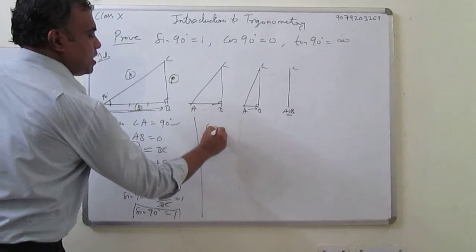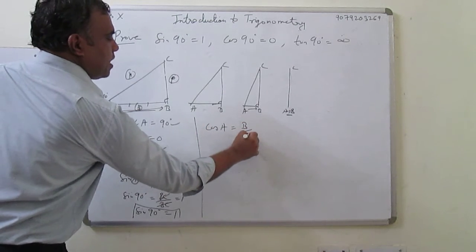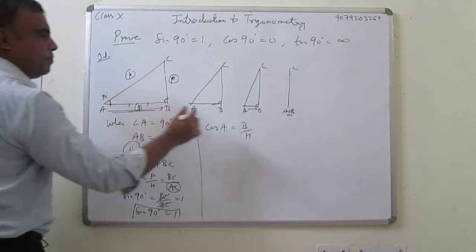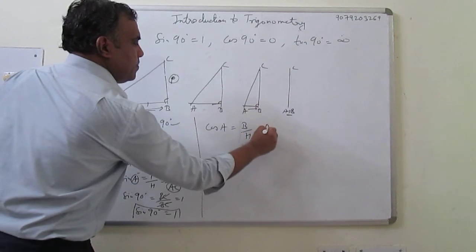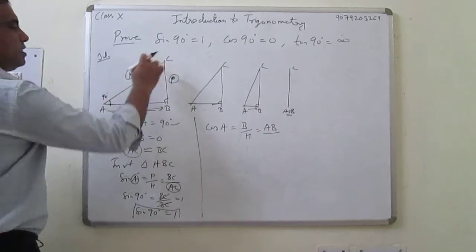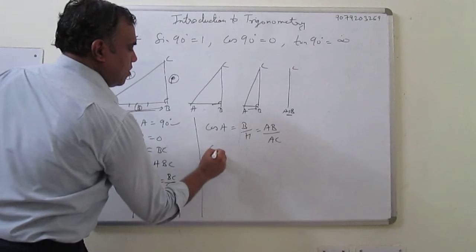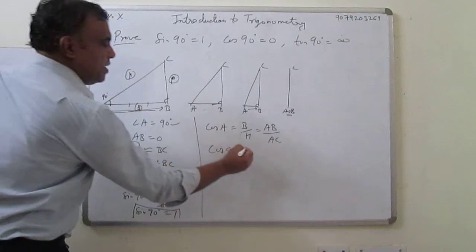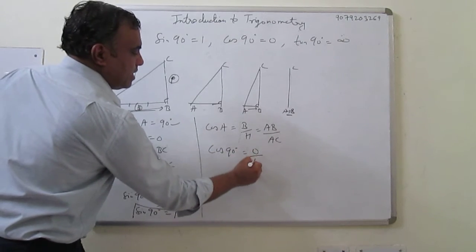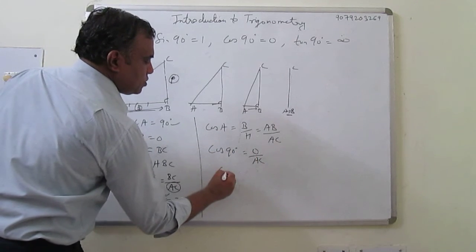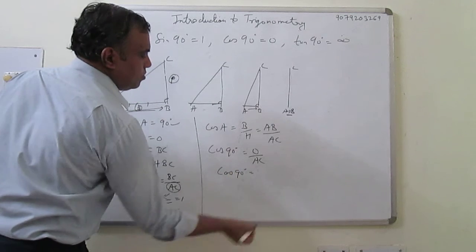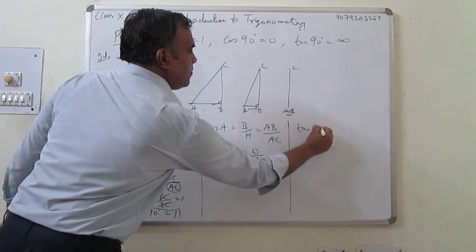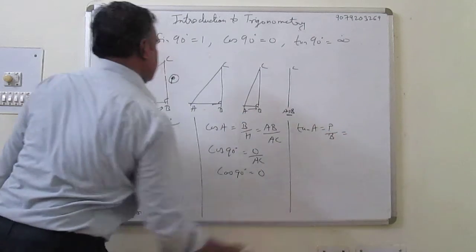Now for cos A, that is base upon hypotenuse in right triangle ABC. Base is AB, and hypotenuse is AC. Now the angle is 90 degrees, then what is AB? AB is 0 and AC is as it is. 0 upon something is 0, so cos 90 is equal to 0.